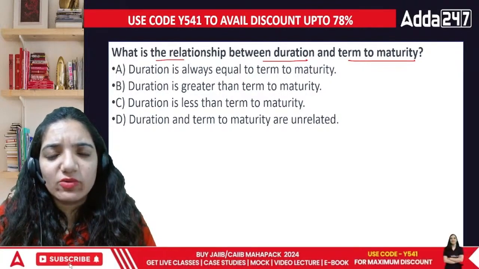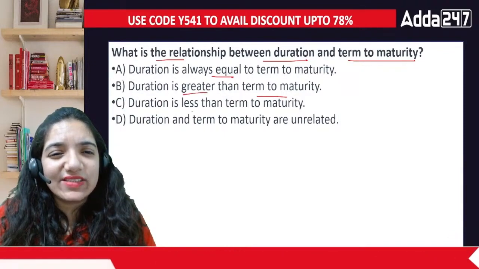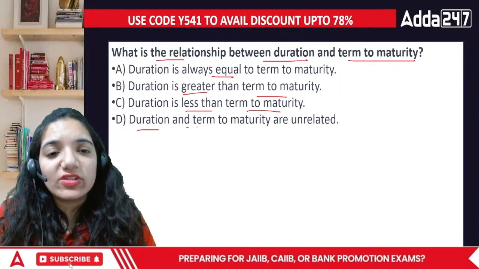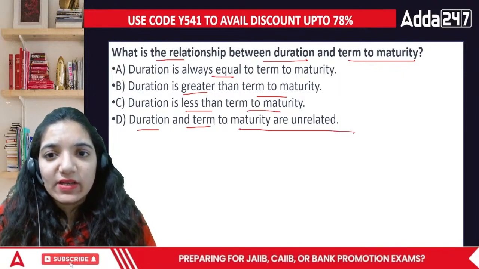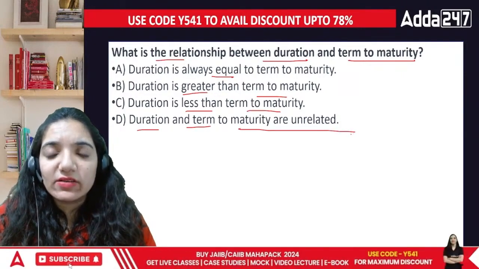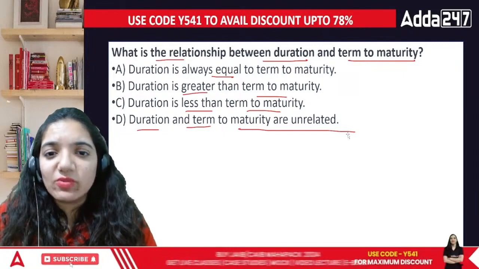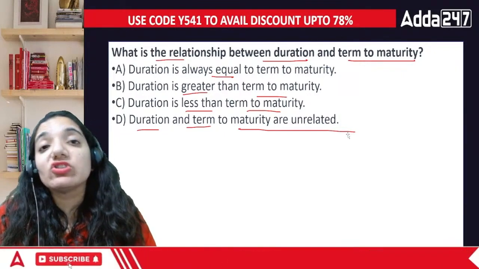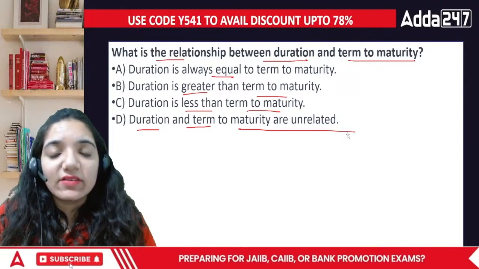Duration is always equal to the term of maturity. Duration is greater than the term of maturity. Duration is less than the term of maturity, or duration and term of the maturity are unrelated. Acha, when we talk about the duration and the term of maturity, in this case, one particular thing is there, that is duration is always less than the term of maturity.